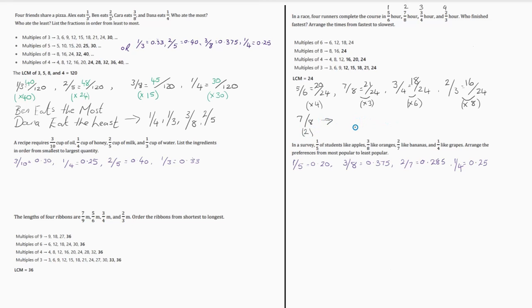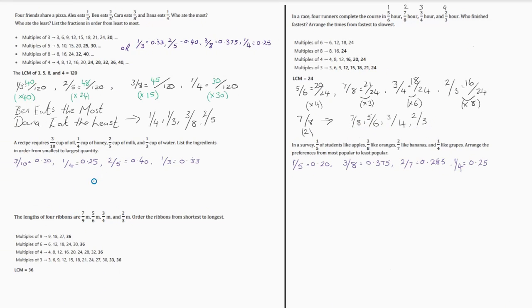So now we need to look at the fastest to slowest. So the fastest was 7/8. Now we're going to 5/6, 3/4, and 2/3. So that's answered all the questions. So number 2 was our fastest runner, and fastest to slowest are the times.